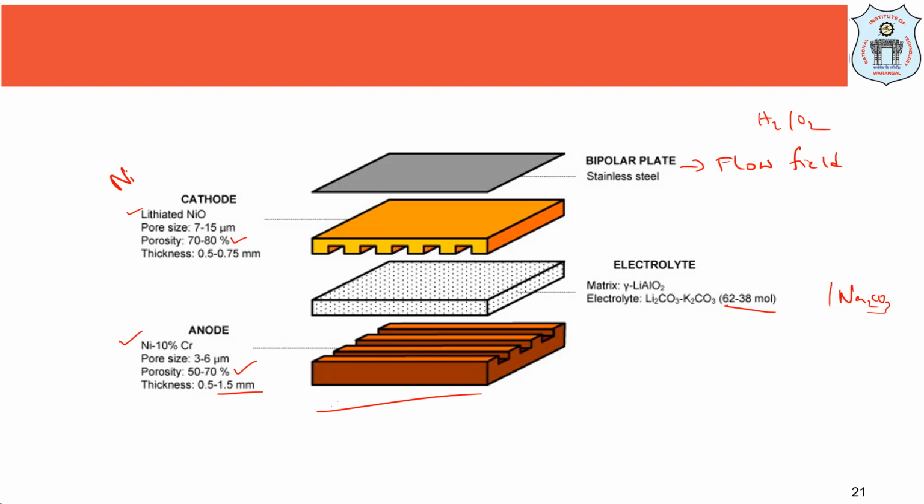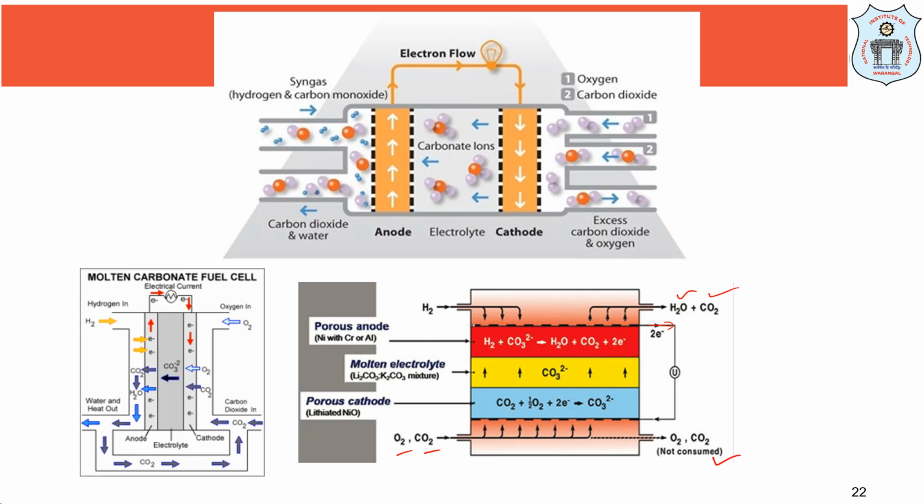The major products formed on the anode side are hydrogen, water and carbon dioxide, where the electrons will be moving out. At the cathode side we are supplying oxygen and carbon dioxide, and whichever is not consumed will leave from the other side. That is what happens here. We will look into a small animation also, if time permits.